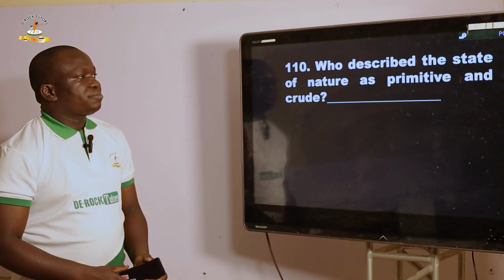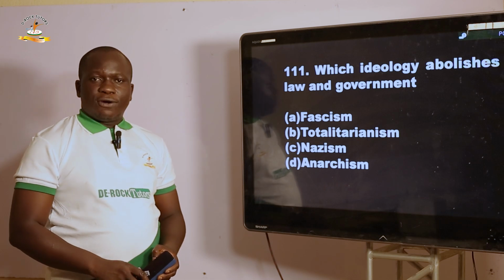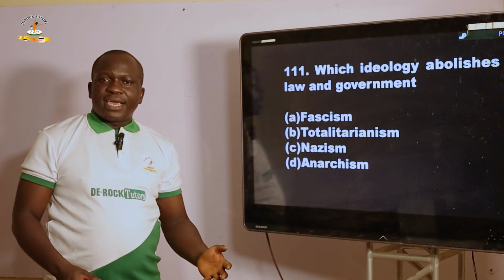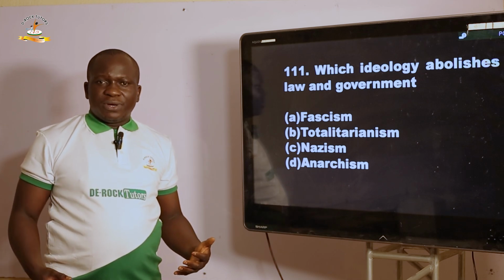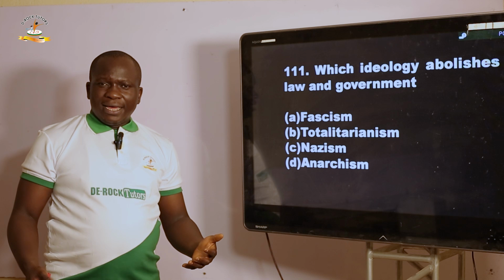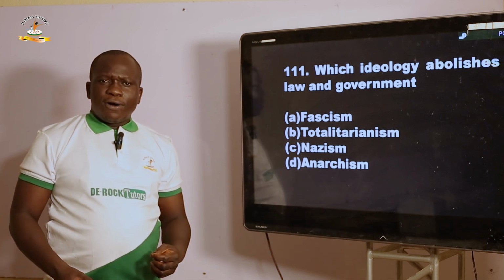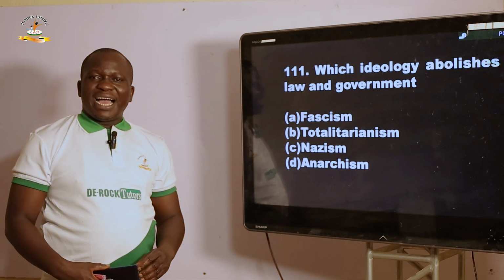Now to the next question. Which ideology abolishes law and government? When law does not reign supreme and people don't follow the law again, when the power of the government can no longer manage the affairs of the people, that is breakdown of law and order, which leads to a state of lawlessness. And in government, we call that anarchy or anarchism. So which concept refers to that? That is option D, anarchism.